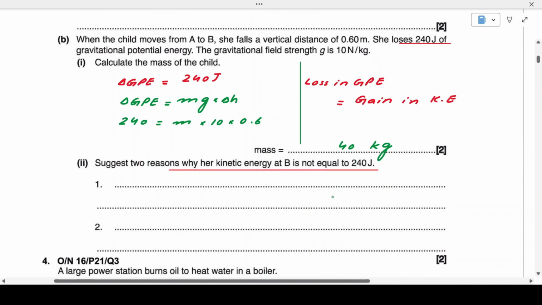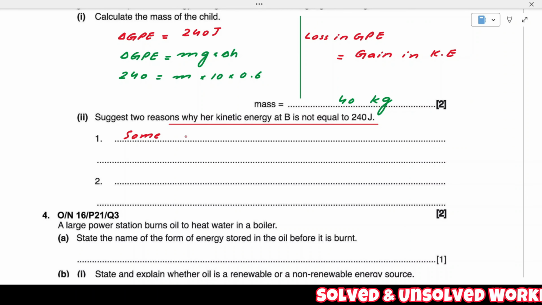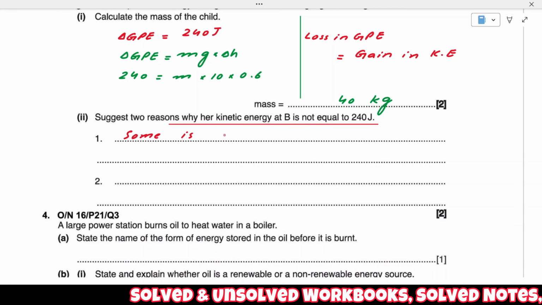Question is once again the same. Why is it not equal? Why is it less than 240? What could be the reason? Kinetic or GPE? Oh, kinetic also, yes, because it's being converted simultaneously. So some of the energy, you can write for either, some of the energy is lost to the surroundings in the form of heat.